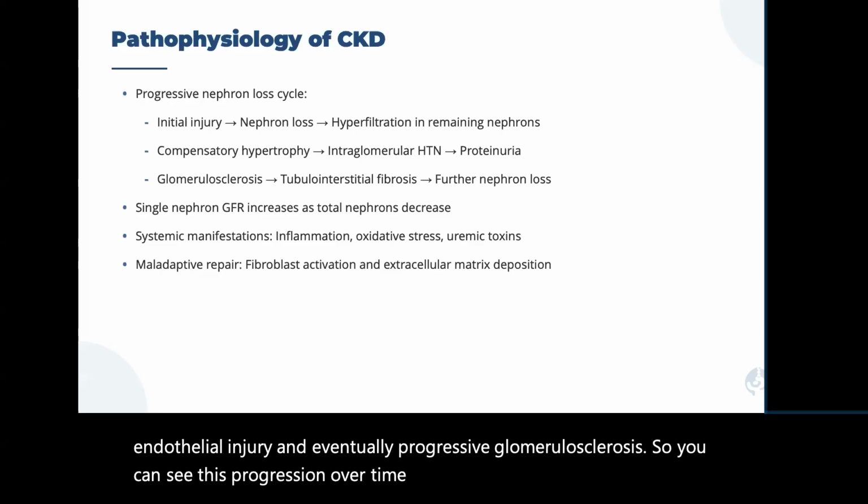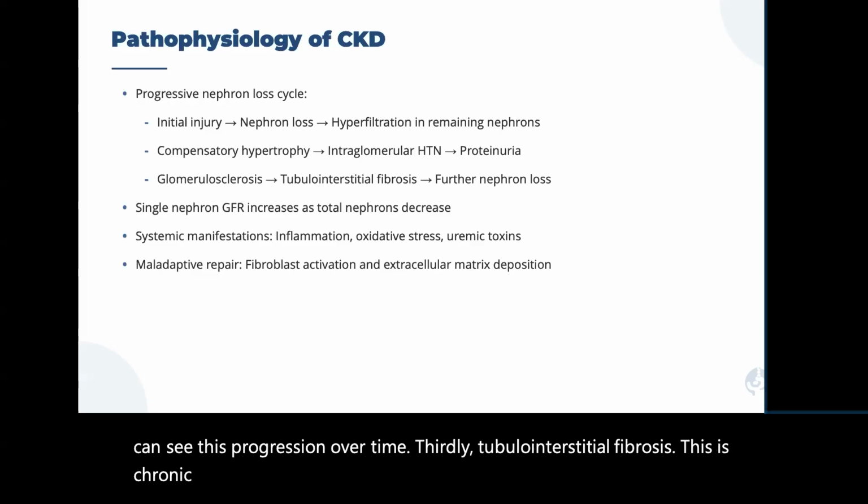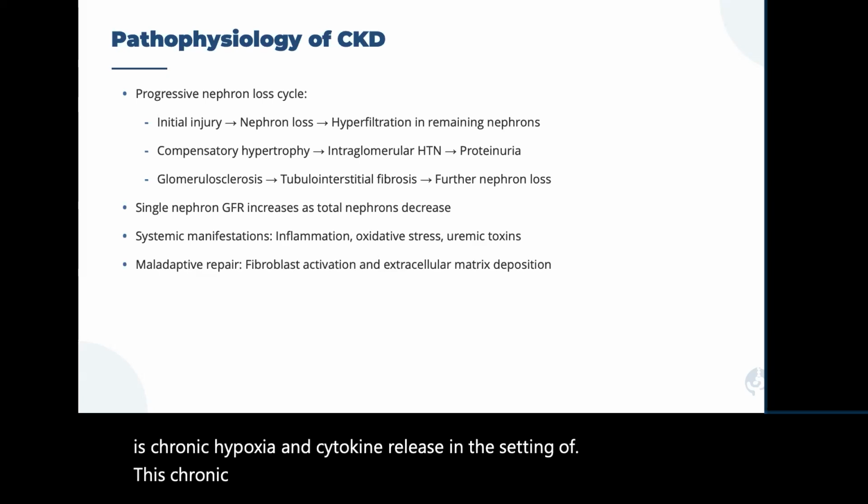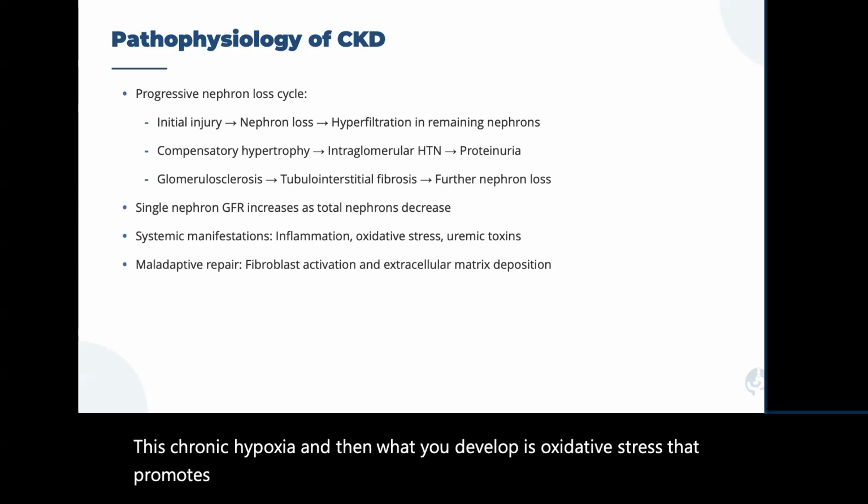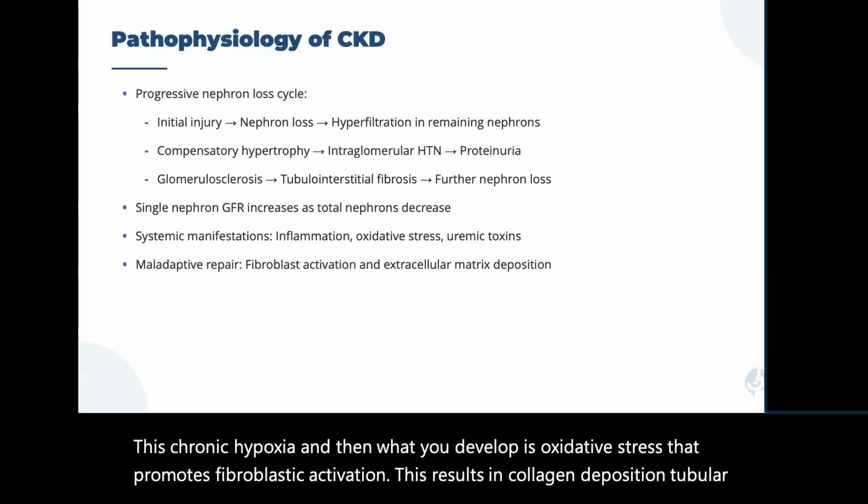Thirdly, tubulointerstitial fibrosis. This is chronic hypoxia and cytokine release in the setting of this chronic hypoxia. And then what you develop is oxidative stress that promotes fibroblastic activation. This results in collagen deposition, tubular atrophy, and interstitial scarring.